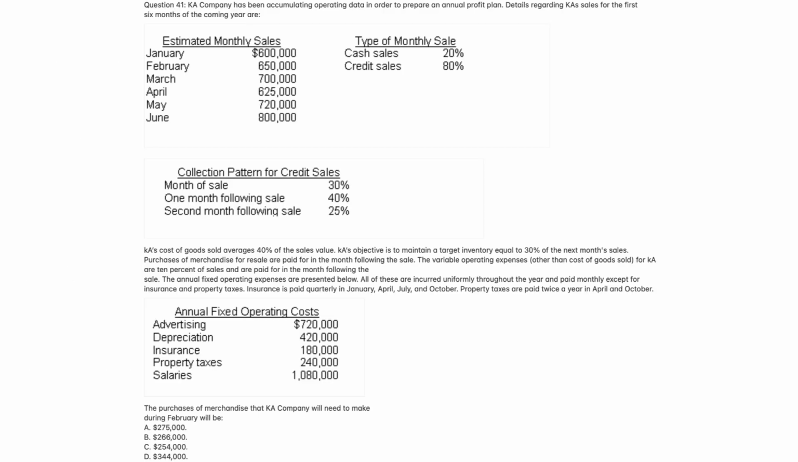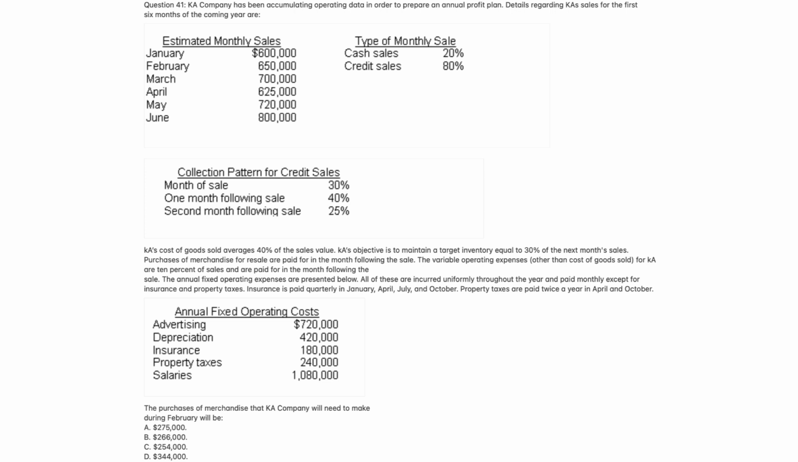Question 41. KA Company has been accumulating operating data in order to prepare an annual profit plan. Details regarding KA's sales for the first 6 months of the coming year are shown. KA's cost of goods sold averages 40% of the sales value. KA's objective is to maintain a target inventory equal to 30% of the next month's sales. Purchases of merchandise for resale are paid for in the month following the sale. The variable operating expenses, other than cost of goods sold, for KA are 10% of sales and are paid for in the month following the sale.